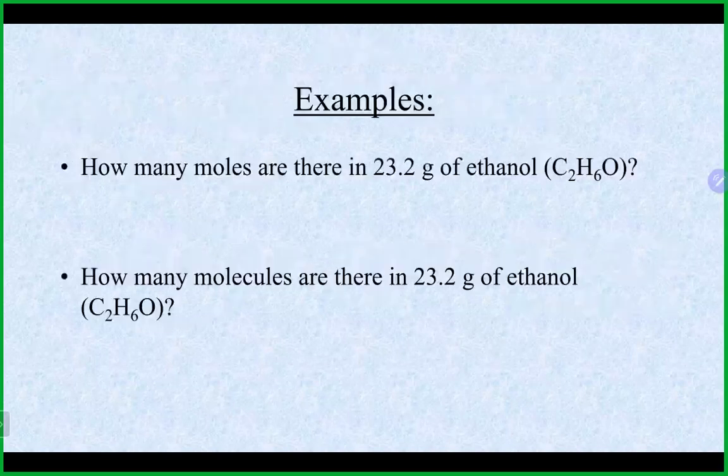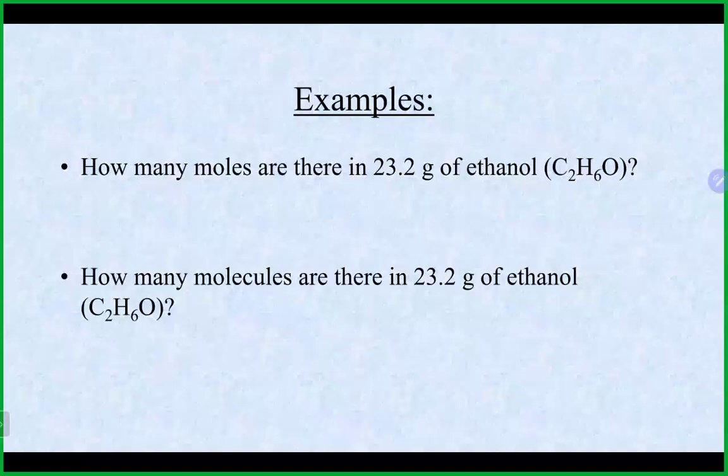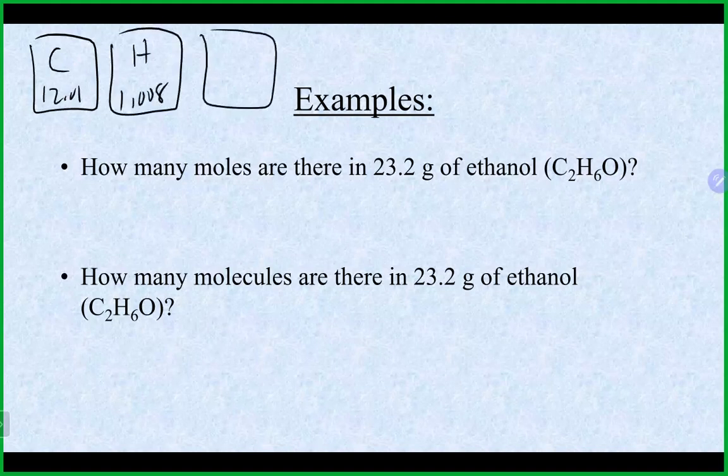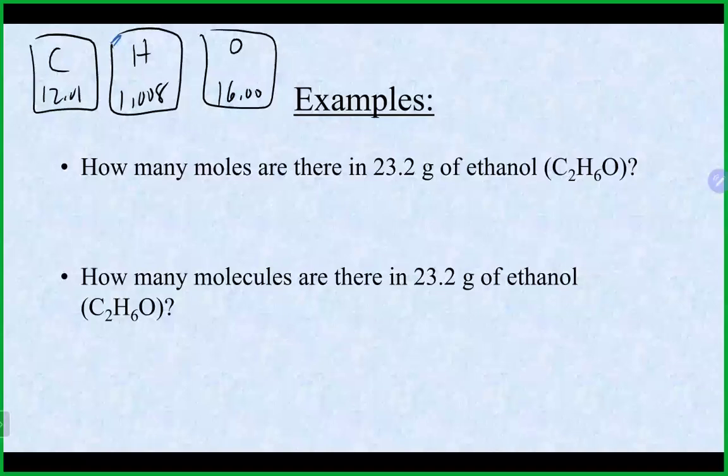Let's take a look at a few more here. For each of these, calculate how many moles there are of ethanol and how many molecules there are of the same amount of ethanol. I'm going to give you some numbers again. Carbon 12.01, hydrogen 1.008, and the oxygen. Okay, so let's take a look.